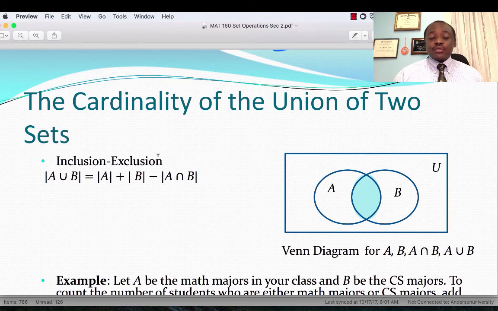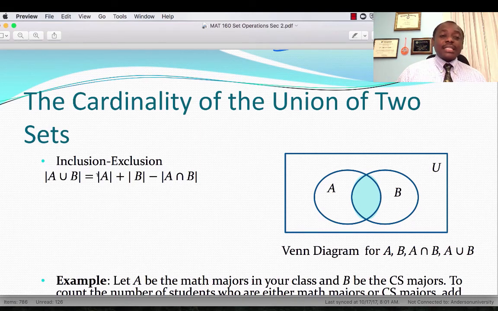Okay, now let's talk a little bit about the cardinality of the union of two sets. And what I'll ask you to do here is to remember this formula right here. If you've taken any class in probability, you would have heard of the addition rule of probability, and it's very similar to this. The probability of A union B equals the probability of A plus the probability of B minus the probability of A intersection B. And believe it or not, that holds for cardinalities also. So the cardinality of A union B, remember the cardinality is simply the number of elements of A union B.